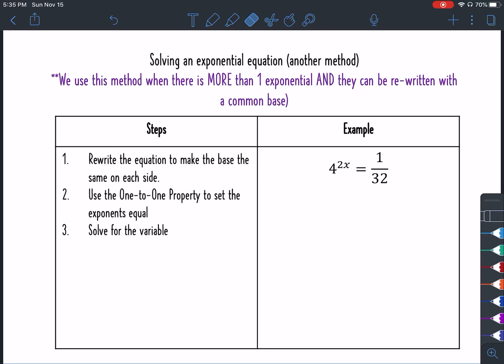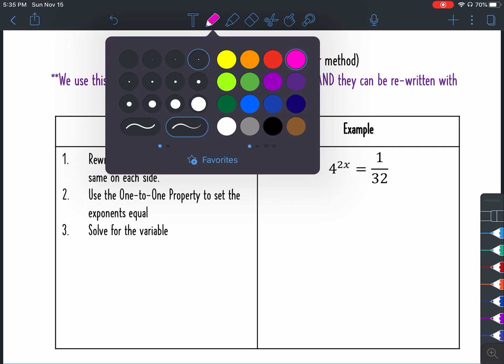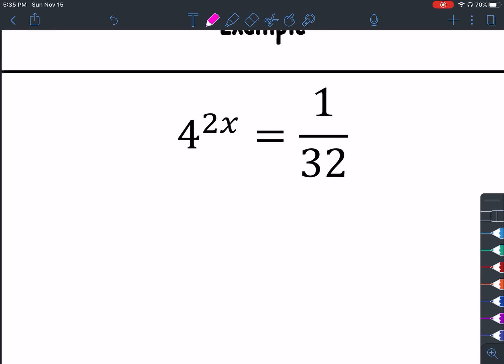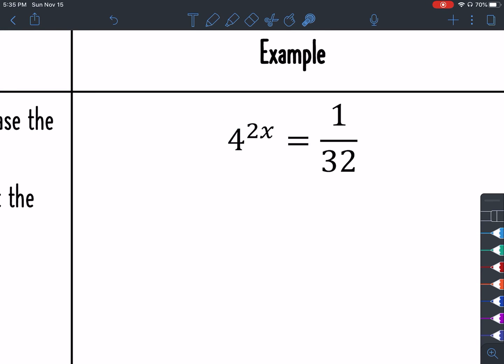So looking at this, our first step here is actually going to be rewrite the equation to make the base the same on each side. So that's really the key part that we're looking at here. So here, I want to try and get 4 and 32 to have the same base. Now, my first gut instinct is, can I rewrite 32 as a base 4? So I come over here and just double check. 4 to the first is 4. 4 squared is 16. 4 cubed is 64. Unfortunately, none of those are 32, so I'm going to try something else.